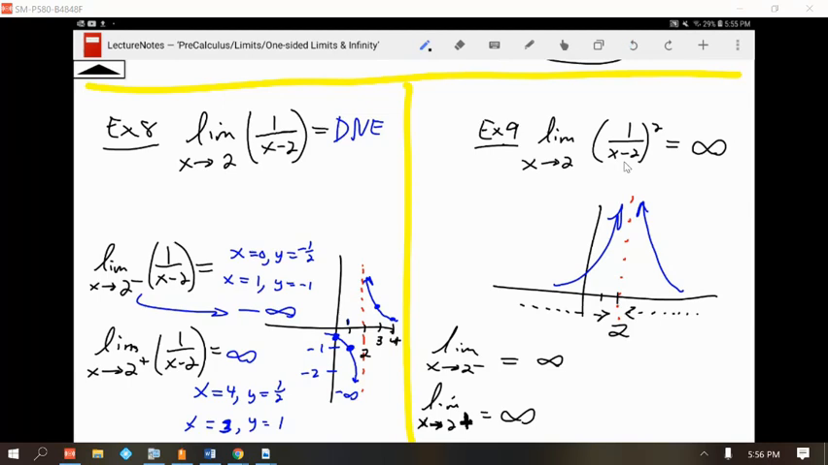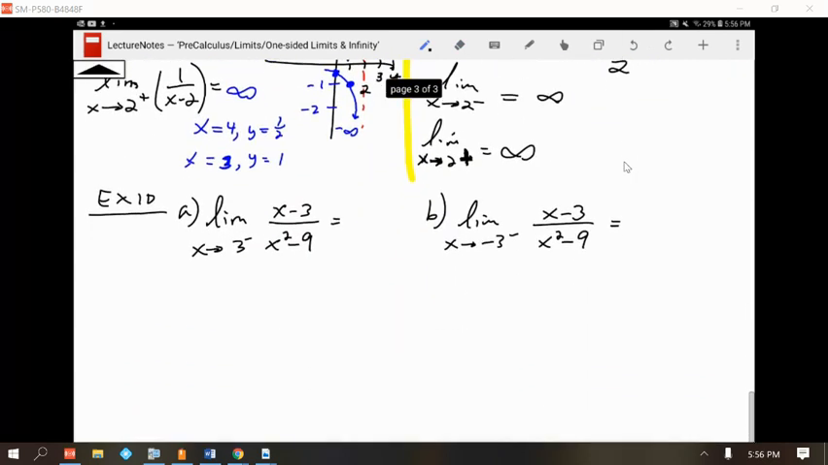So cool. Notice in order to answer question 9, I still had to do the limit from the left and the limit from the right. So this whole one-sided limit business is a big deal. Okay, so example 10 has 2 parts. I don't remember anymore why I made this one up. So what's happening here in example 10?